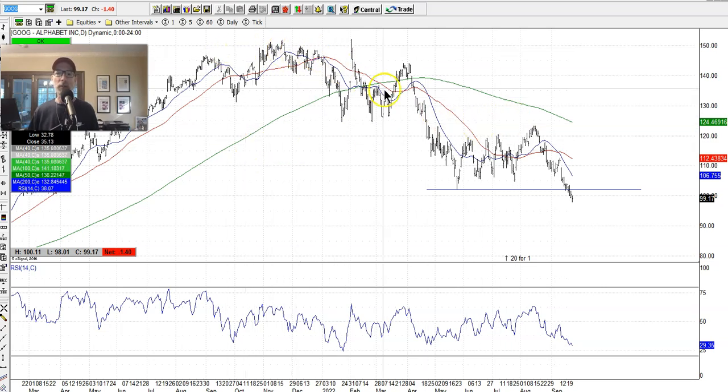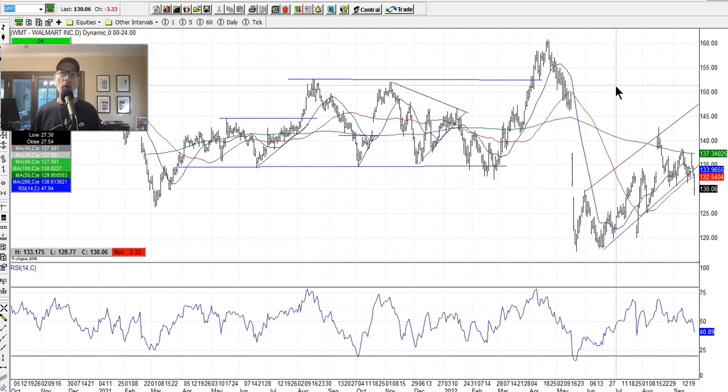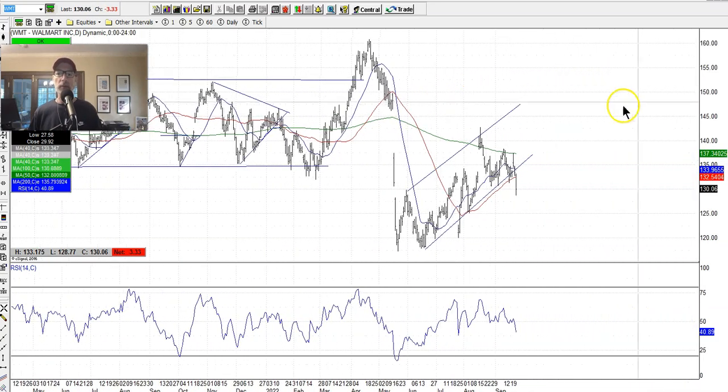All right. So once again, path of least resistance is lower. Be careful if you're thinking you want to buy here. Just look at the way the price action is. All right. So this is Google. What else do we have? We want to look at Walmart. Walmart, one of my favorites.